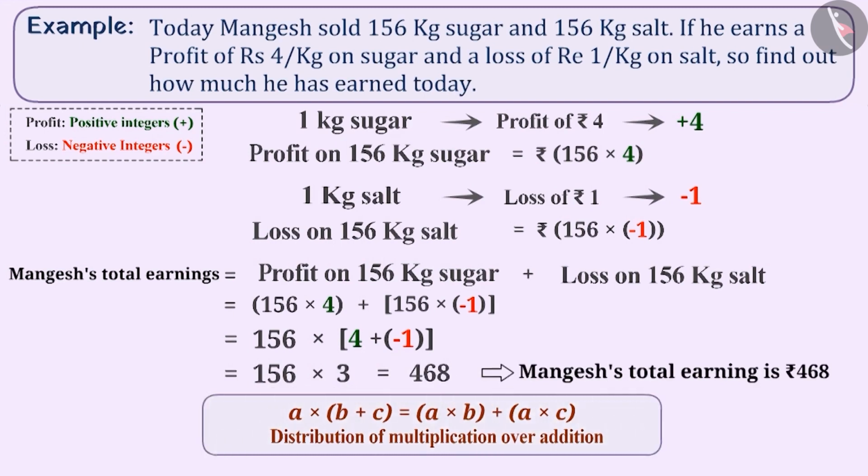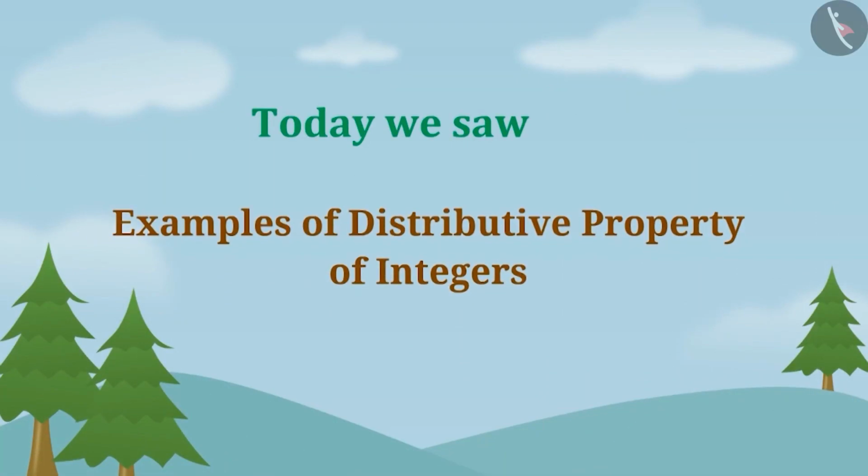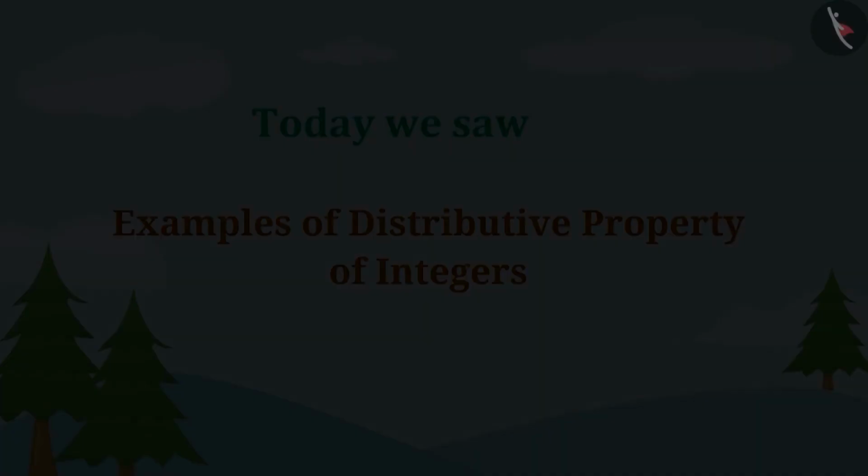So you can see multiplication can be made easier by using distributive property. So today we saw examples of distributive property of integers. We will discuss few misconceptions related to them in the next video.